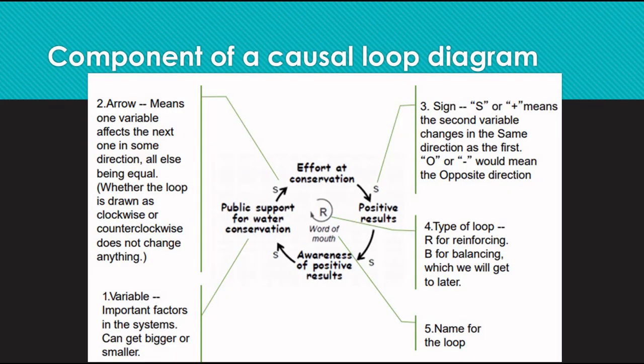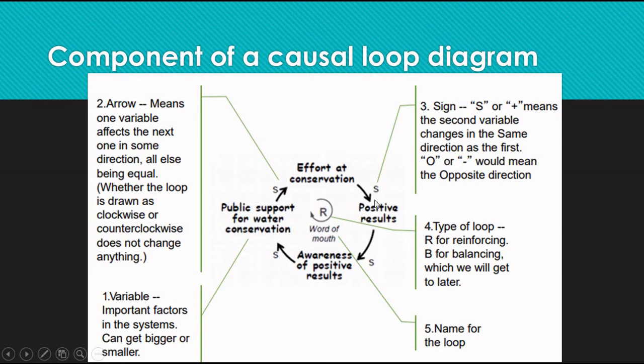As we go further, we look at what a causal loop diagram should look like. In this example at the center, this is a causal loop diagram which shows the relationship of conservation efforts and how it creates positive results. Meaning, if you do conservation activities, it creates positive results. Hence the S here, which is also the alternative symbol for the positive sign.